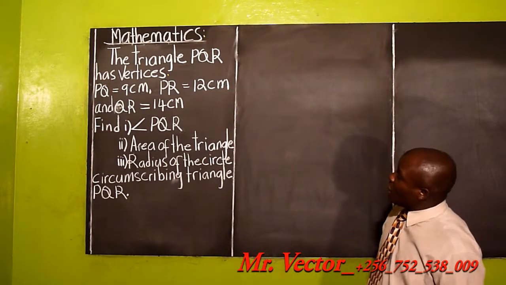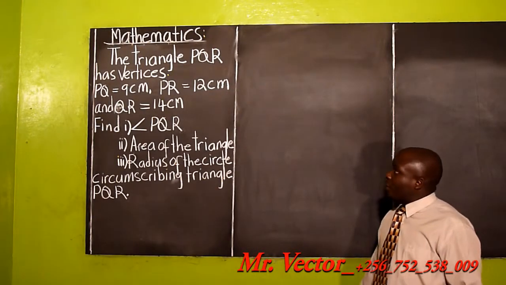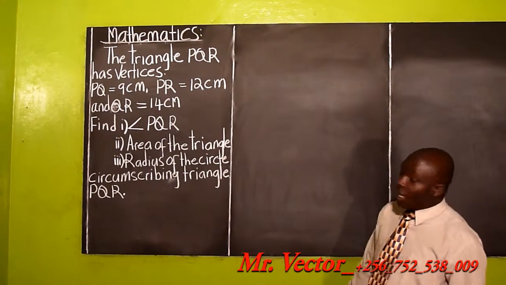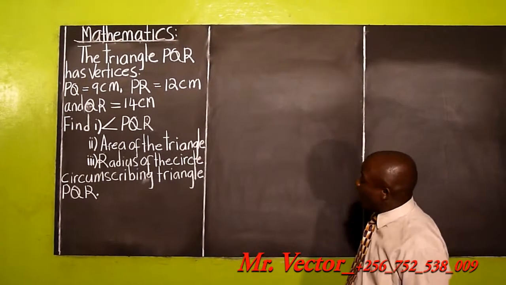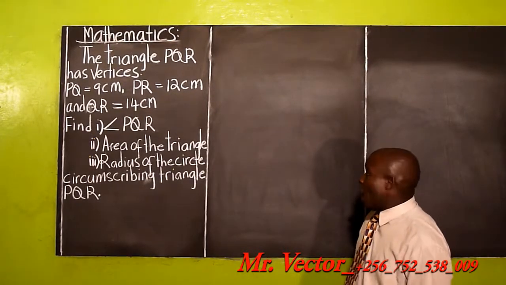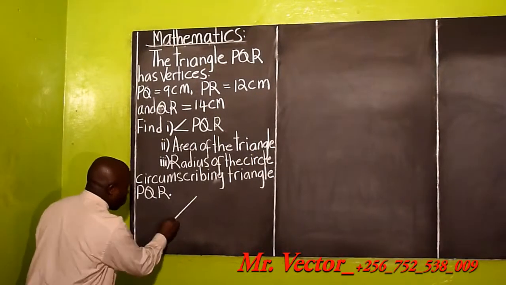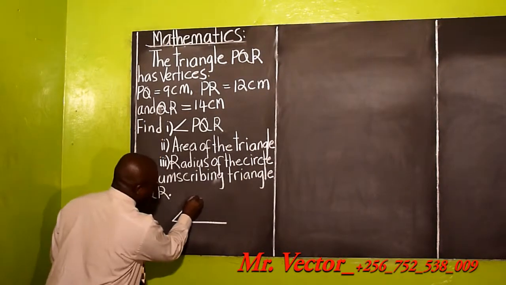P2R has vertices P2 9 centimeters, PR 12 centimeters, and 2R 14 centimeters. They are telling us to find angle P2R. Let's start by simply sketching this triangle.